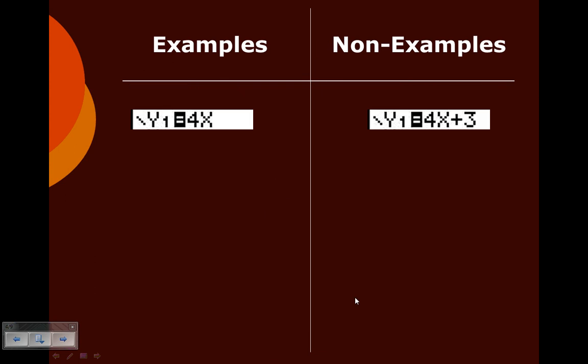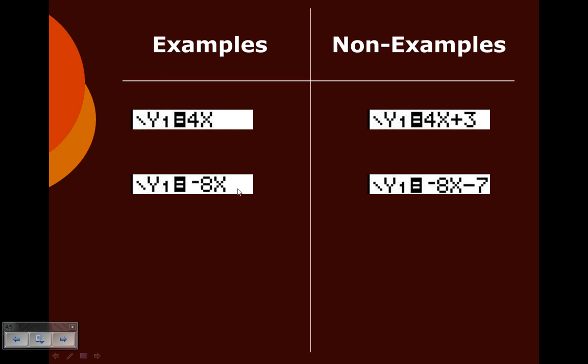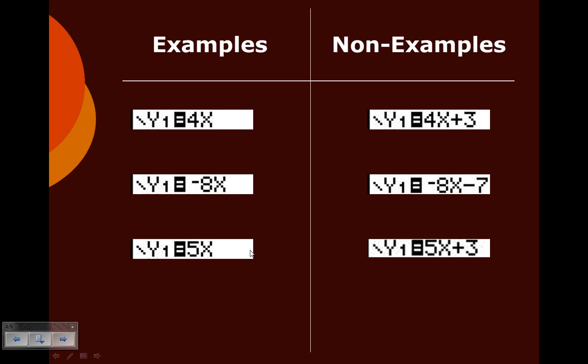Another type of example right here, when you're looking at the equations, if it's proportional, it has a constant of 0. This one right here has a constant of 3. So this would mean that it's crossing the y-axis at 3. This is crossing the y-intercept at 0. Again, right here, the constant is 0. The constant is -7. Right here, same thing. Constant is 0. The constant is 3.